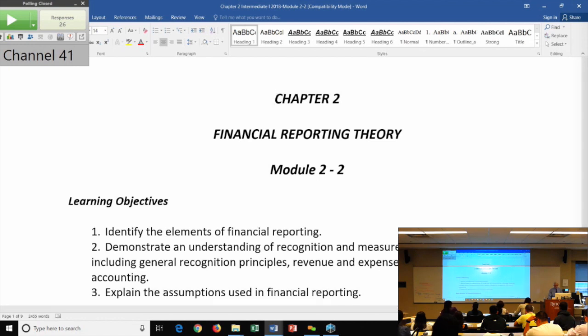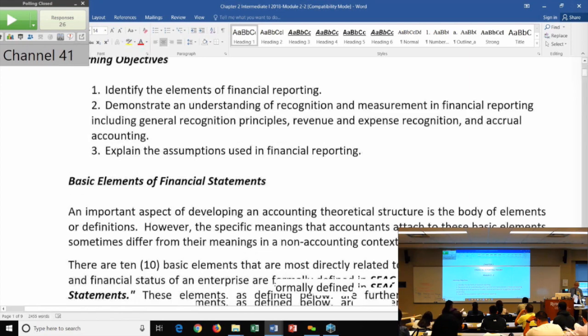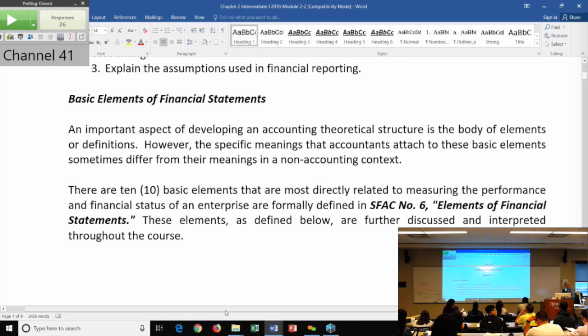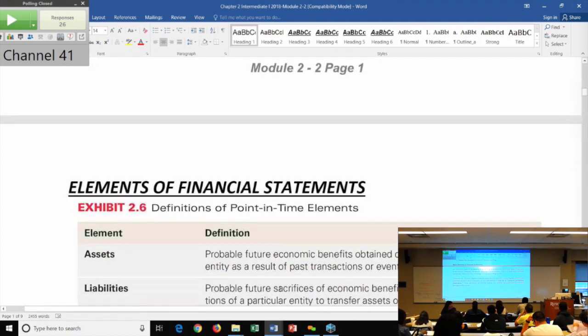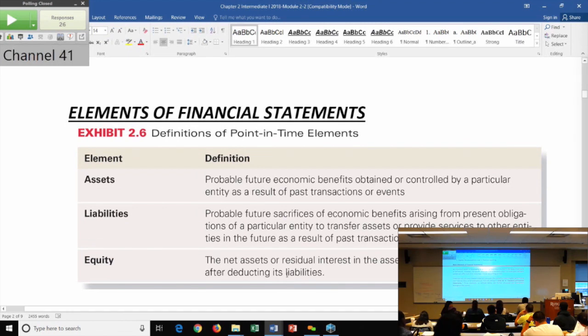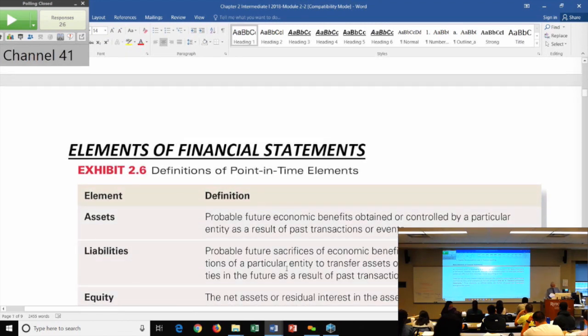And here we're going to finish the framework by looking at the elements of the financial statements, as well as the recognition and measurement principles, which includes concepts, principles, and assumptions. So first is concept statement number 6. And these are the elements of the financial statements. Essentially, these are the elements that are going to be defined, and of course you know what they are. Just go to the next page. They're assets, liabilities, and equity.